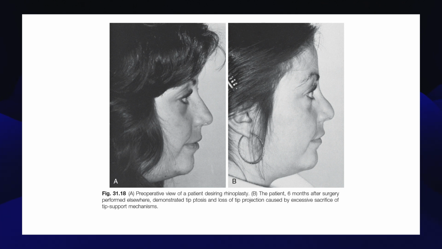So as we said before, the tip support mechanisms, minor and major, are very important to understand and memorize. So as you can understand the different cases of rhinoplasty pre- and post-operatively, you can tell the type of deformity you can see in the photos.